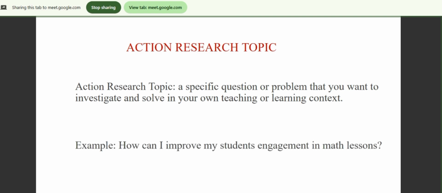So let's look at this example. How can I improve my student engagement in math lessons? So here in a class, assuming a teacher who teaches mathematics has a problem. Students do not partake or participate in the lesson. So he comes up with a question, how can I improve my student engagement in math lessons? So this becomes an action research question that the teacher wants to solve.